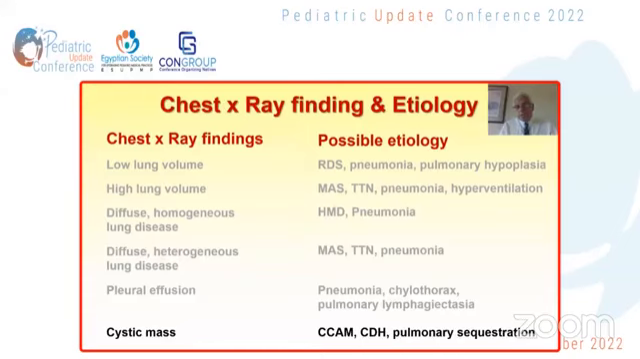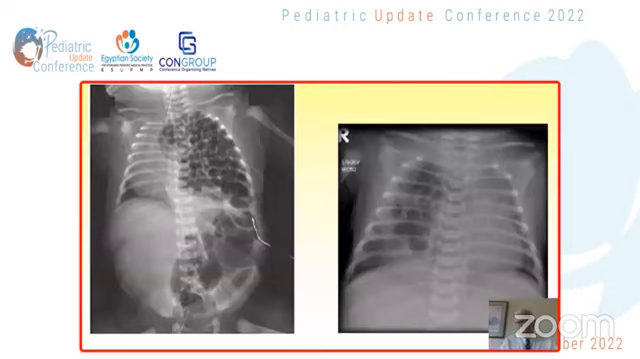And finally, when you do an X-ray, you can see cystic changes on the lungs or a mass. When you see that, you have to think about CCAM or congenital diaphragmatic hernia or pulmonary sequestration. Here I'm going to show you two X-rays. Here on the left, this X-ray could be compatible with congenital diaphragmatic hernia, because you don't see the left diaphragm completely here. Now here on the X-ray on the right, you also see cystic changes on the right lung, but you see the line of the diaphragm normal here, so most likely this is related to CCAM.